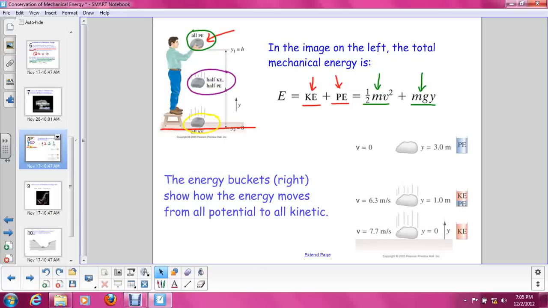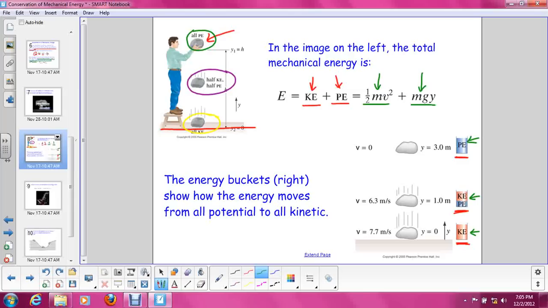If we were to break this down in a visual way, we have these little things called energy buckets. You can think of them as a bucket, and when they're full to the top, that's the total amount of energy that is in that system. And if you look at the three different buckets, the amount of energy in each one does not change. It's filled to the same level every time. The only thing that does change is what it's filled with.